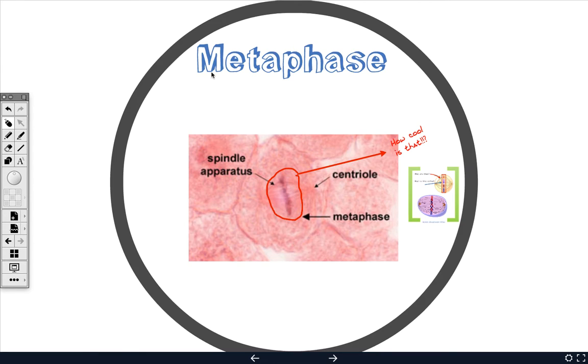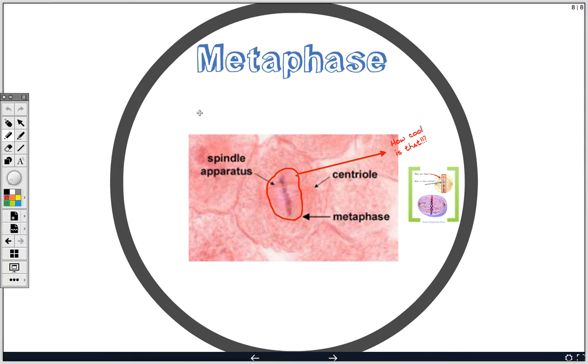Moving on to our next one, I said that's PMAT. Next one is M. M is metaphase, and this one's a very easy one. Metaphase stands for middle. All of those chromosomes line up in the middle of my cell. And this one right here is our full cell all the way on the outside over here. And right here, all of these chromosomes are lining up in the middle there.